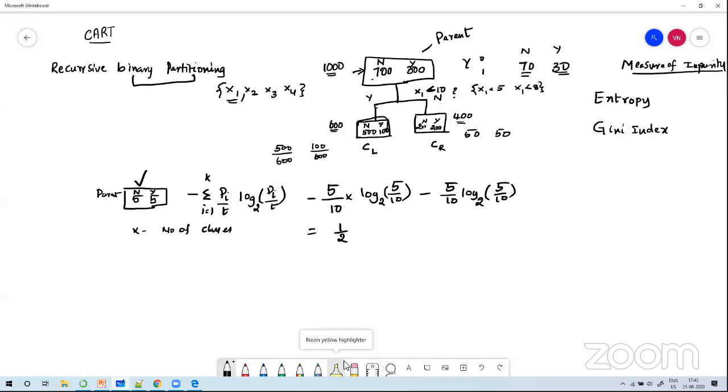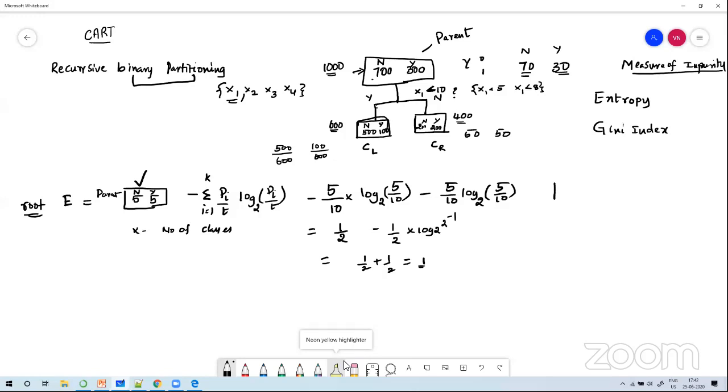And here also 5 by 10, which is 1 by 2 into log of 2 to the power of minus 1 to the base 2. You send this minus 1 here. So this becomes plus. Log 2 to the base 2 will become 1. So 1 by 2 plus 1 by 2, 1. So the entropy at the parent node, at the root node, is 1.